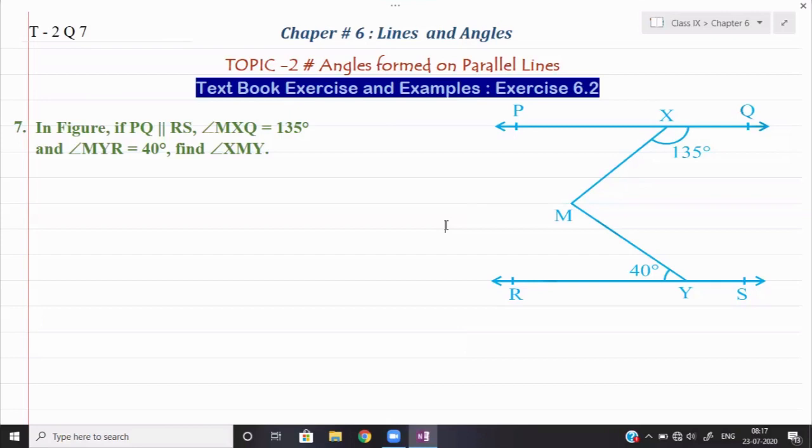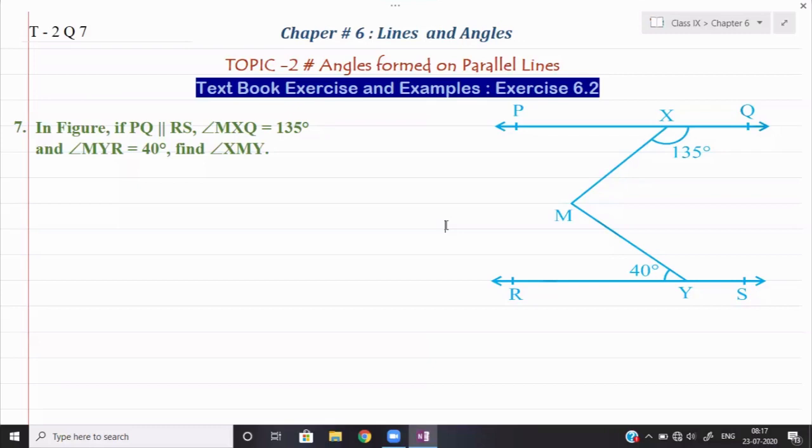You know that if two lines are parallel, corresponding angles are equal, alternate angles are also equal, and interior angles are supplementary. So that relation we shall utilize over here, and then accordingly we will find out the required one. Let us see question number 7.